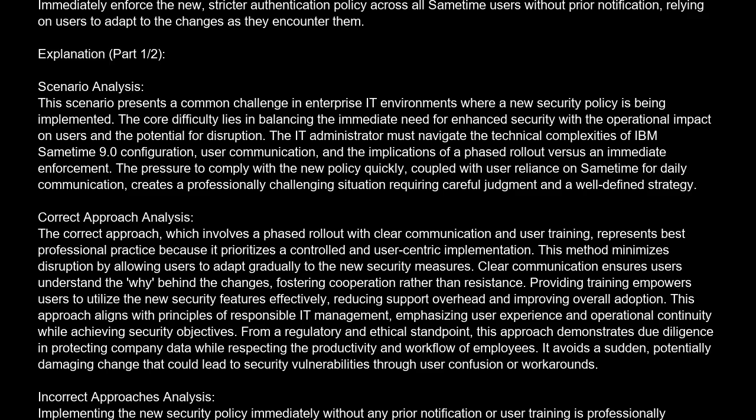Correct approach analysis. The correct approach, which involves a phased rollout with clear communication and user training, represents best professional practice because it prioritizes a controlled and user-centric implementation. This method minimizes disruption by allowing users to adapt gradually to the new security measures. Clear communication ensures users understand the why behind the changes, fostering cooperation rather than resistance. Providing training empowers users to utilize the new security features effectively, reducing support overhead and improving overall adoption. This approach aligns with principles of responsible IT management, emphasizing user experience and operational continuity while achieving security objectives.